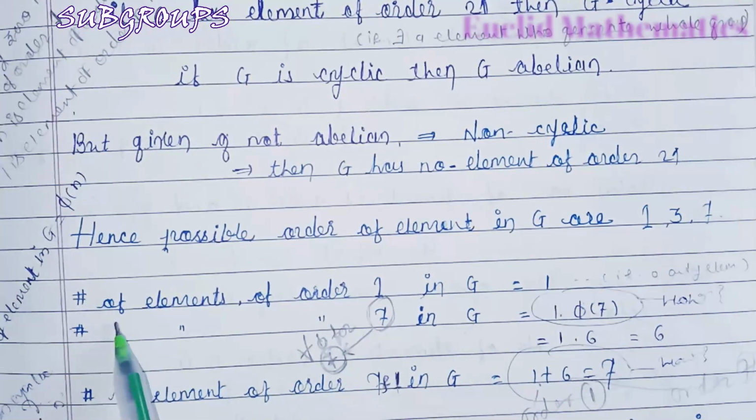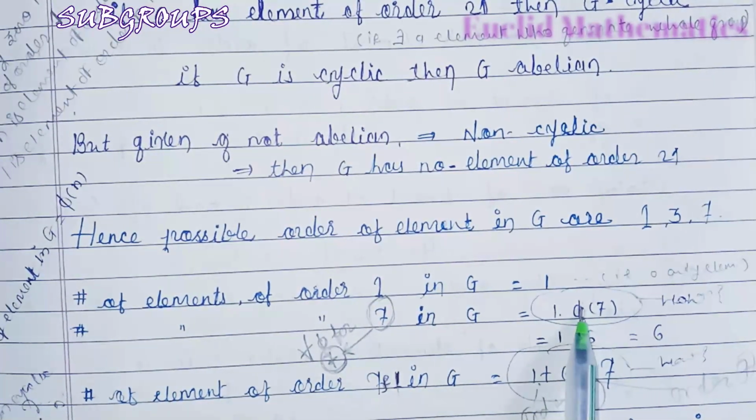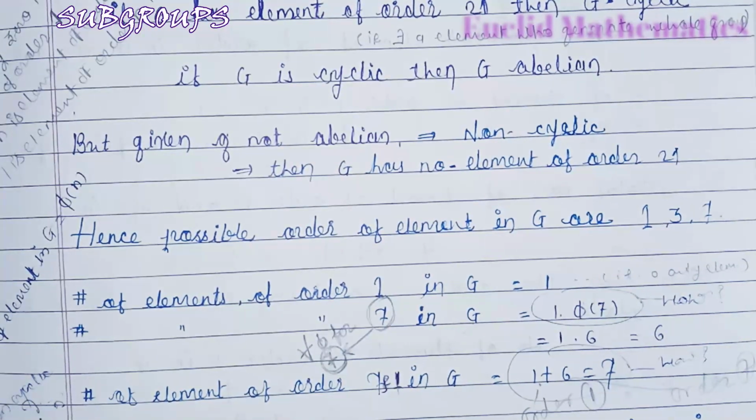So let's find the elements of order 7 in G. We know that the number of elements of order 7 in G is phi of 7, and phi of 7 is 6 by using the Euler phi function. Phi of n can be written as n into (1 minus 1 upon p1), (1 minus 1 upon p2), and so on. If you want to know how to find the values using the Euler phi function, you can check my previous videos. I explained it there in detail with an example. Okay, I use the Euler phi function here, so phi of 7 is 6.